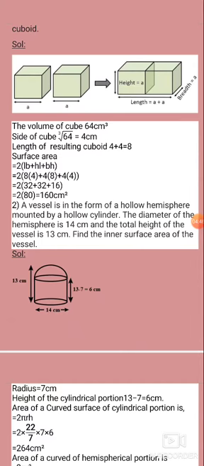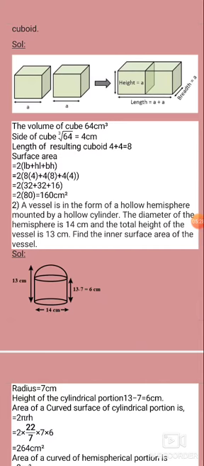Now height of the cylindrical portion. So cylindrical portion height is what? Total height is 13, and the radius of the hemispherical portion is 7. So when you subtract, the height of the cylindrical portion is equal to what? The diameter is 14 centimeter, so radius of the hemisphere is 7. So you need to subtract that: 13 total minus the 7 radius of the hemispherical portion. So what we get? The height of the cylindrical portion, which is 13 minus 7, is equal to 6.